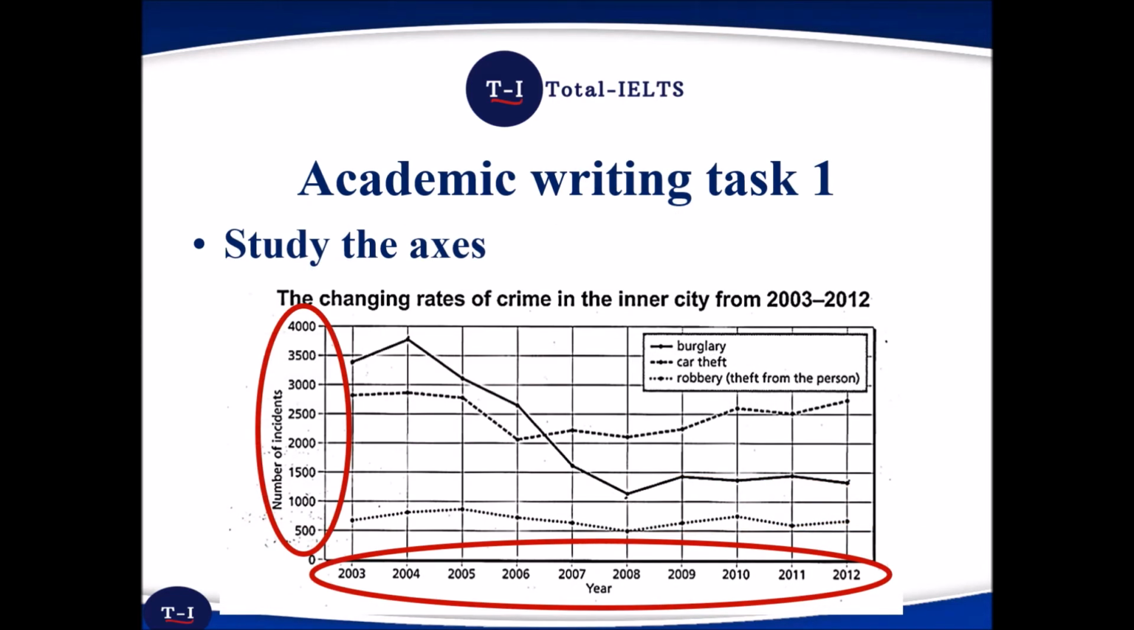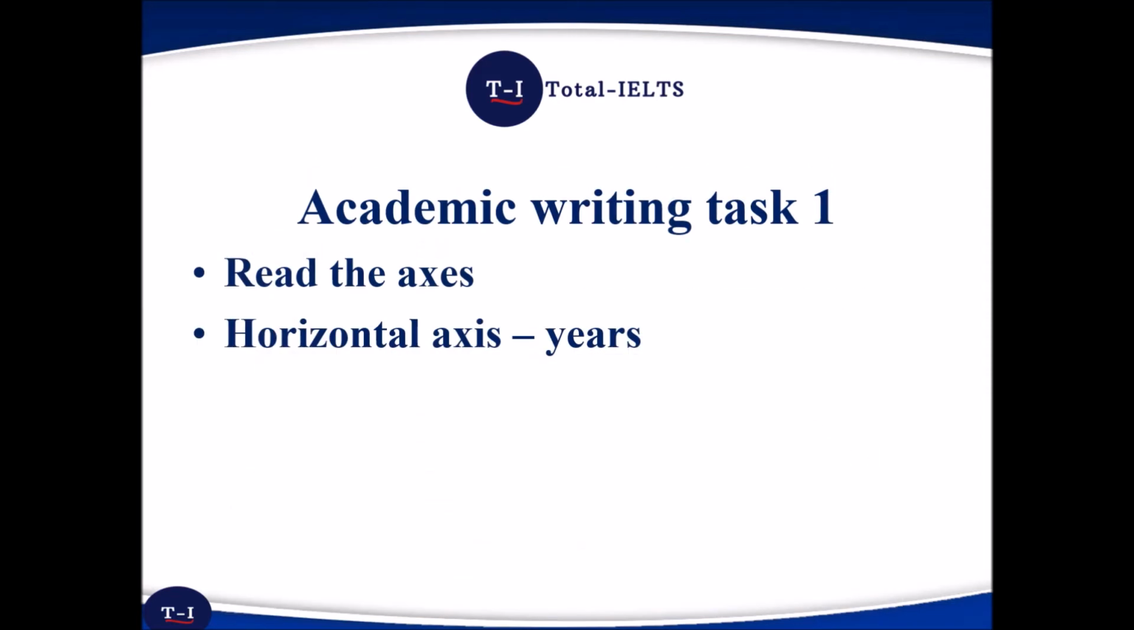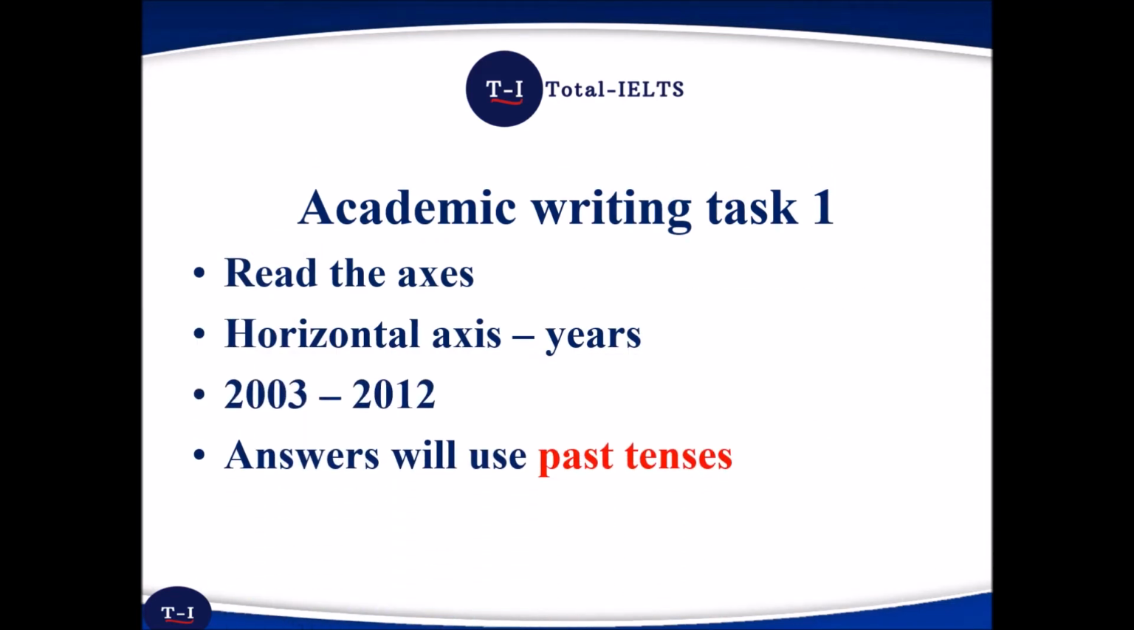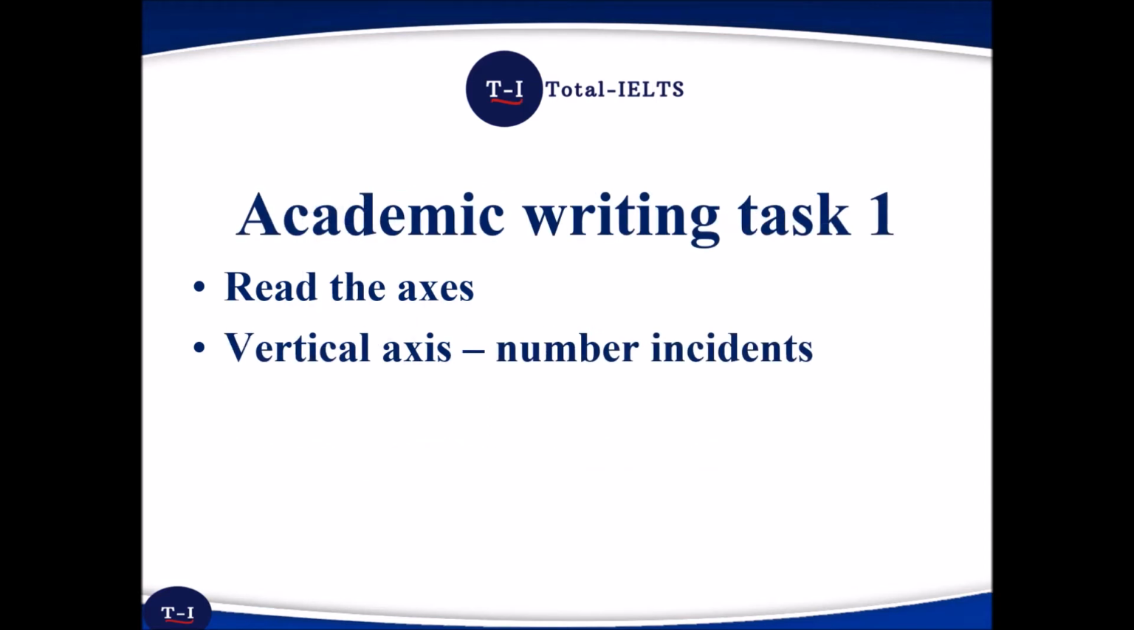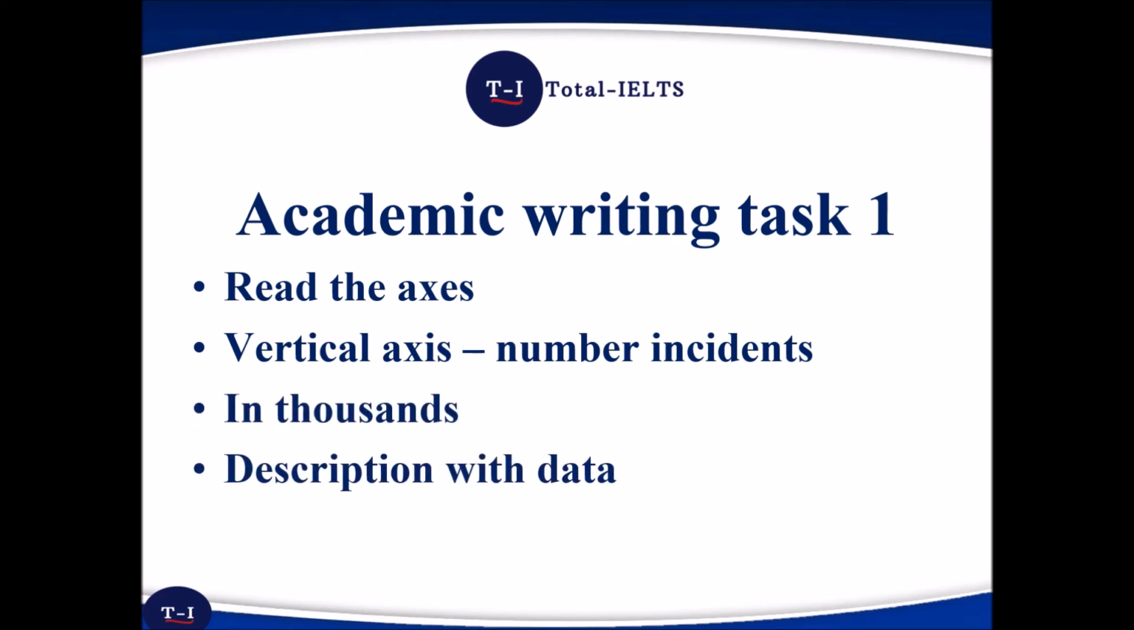Study the axis. Here the horizontal axis shows the years from 2003 to 2012, and the vertical axis shows the number of incidents in thousands. The horizontal axis shows the years from 2003 to 2012, so that means your answer will be using past tenses. And the vertical axis shows the number of incidents in thousands, and it's very important to include this in your description of the main features with the data.